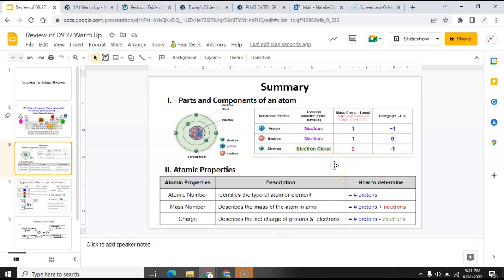The other thing that we learned is that we can use the number of protons, neutrons, and electrons in an atom to determine some of the atomic properties, like atomic number, which identifies the atom, and that's equal to the number of protons. Mass number describes the mass of the atom in a unit called AMU, or atomic mass units. We can calculate the mass number by adding the protons and neutrons together, since they're the only ones that have a mass. And then finally, the last property is charge. That describes the net charge, and we can calculate that by taking the protons and subtracting from it the number of electrons.